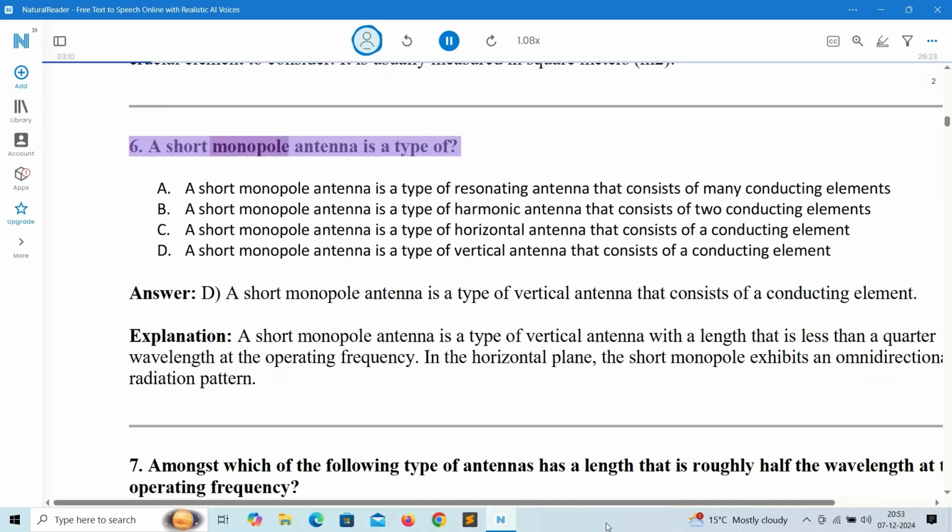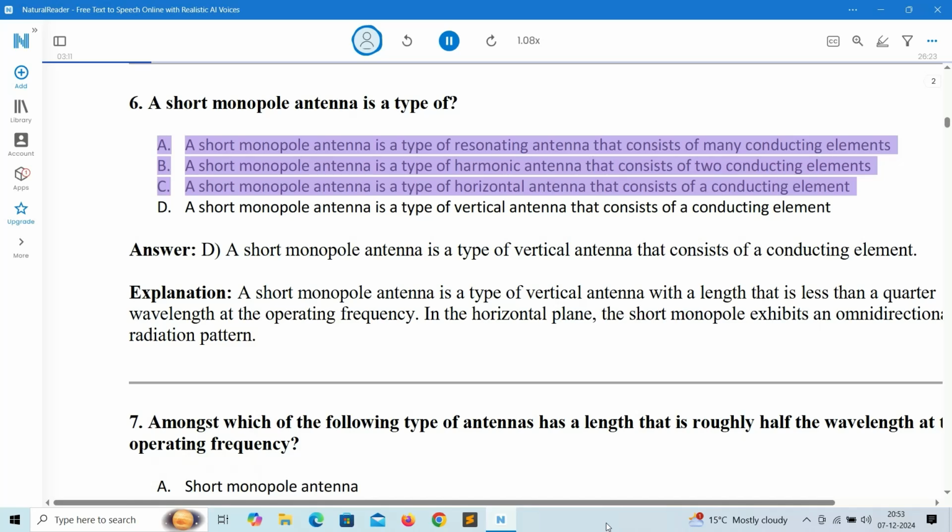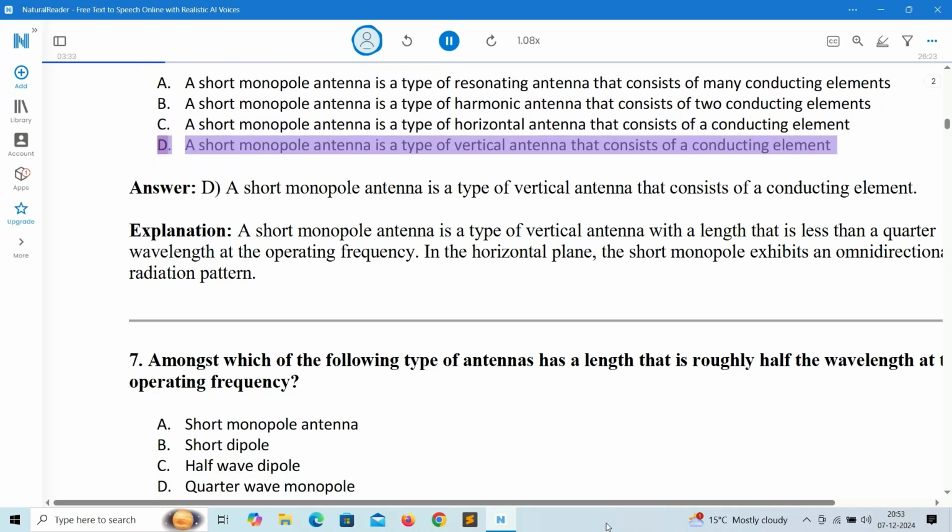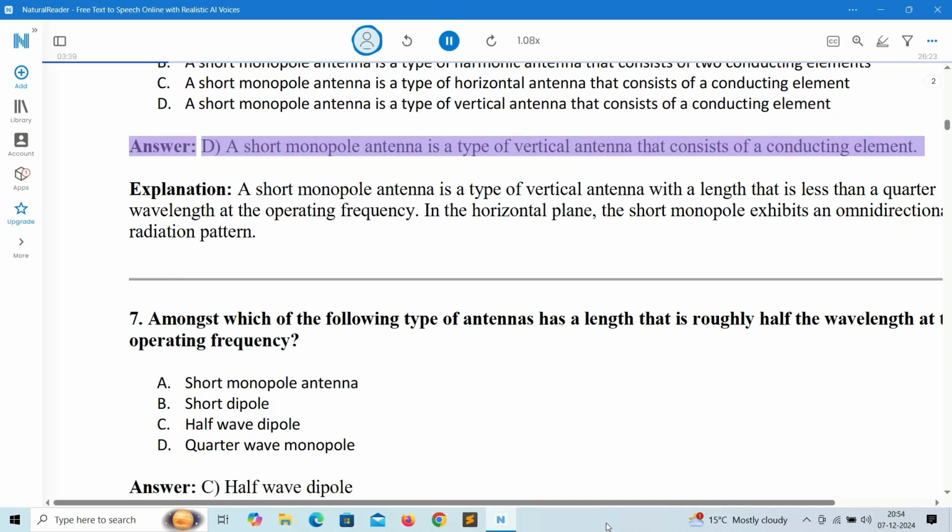6. A short monopole antenna is a type of? A. A short monopole antenna is a type of resonating antenna that consists of many conducting elements. B. A short monopole antenna is a type of harmonic antenna that consists of two conducting elements. C. A short monopole antenna is a type of horizontal antenna that consists of a conducting element. D. A short monopole antenna is a type of vertical antenna that consists of a conducting element. Answer: D. A short monopole antenna is a type of vertical antenna that consists of a conducting element.